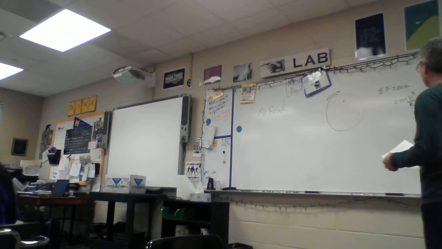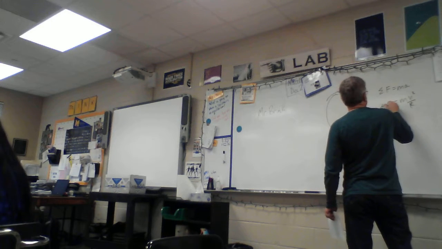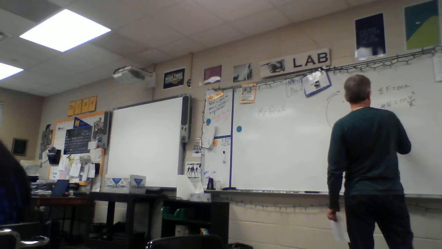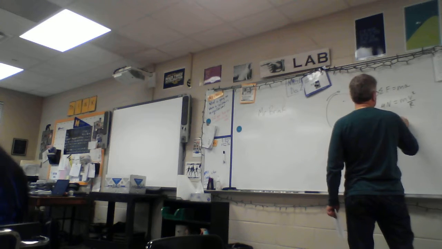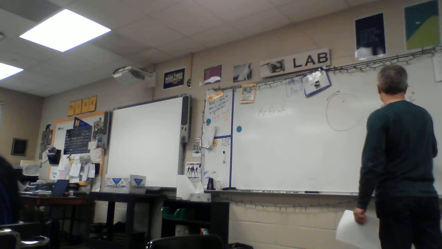And then the only force acting on this one is due to friction, so mu N, which is mu mg, equals mv squared over r. And I want you to solve for mu. So the m's cancel, just divide by g. So mu is equal to v squared over gr.